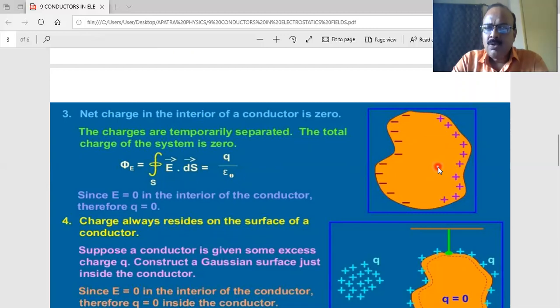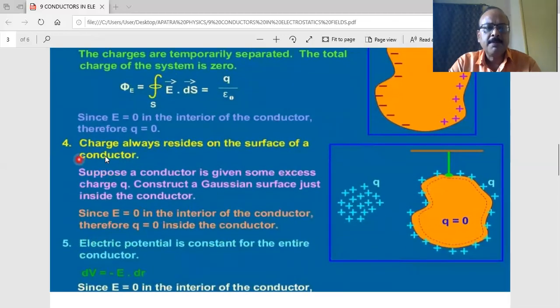Until there will be equilibrium, and to reach the equilibrium condition a fraction of a second is required. After a fraction of a second the E will be 0, and since there is no electric field, if you take any Gaussian surface within it, there will be no electric field, therefore there will be no charge. Here E is equal to 0, therefore Q is equal to 0.